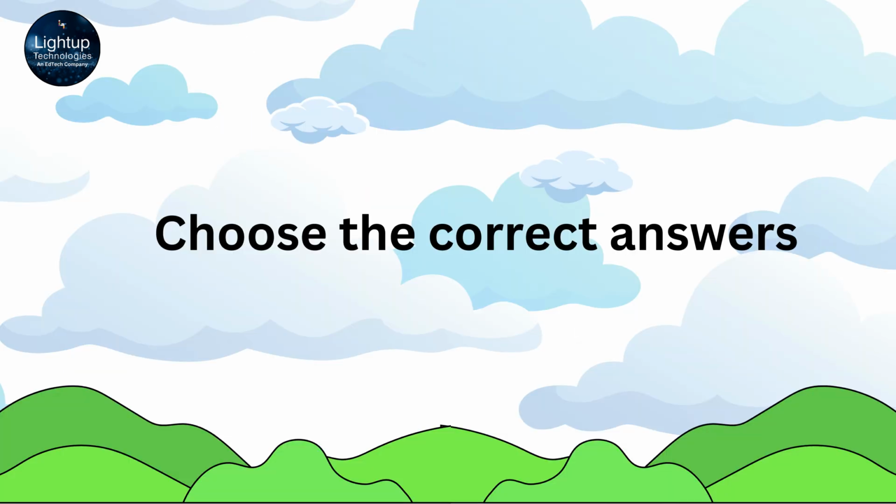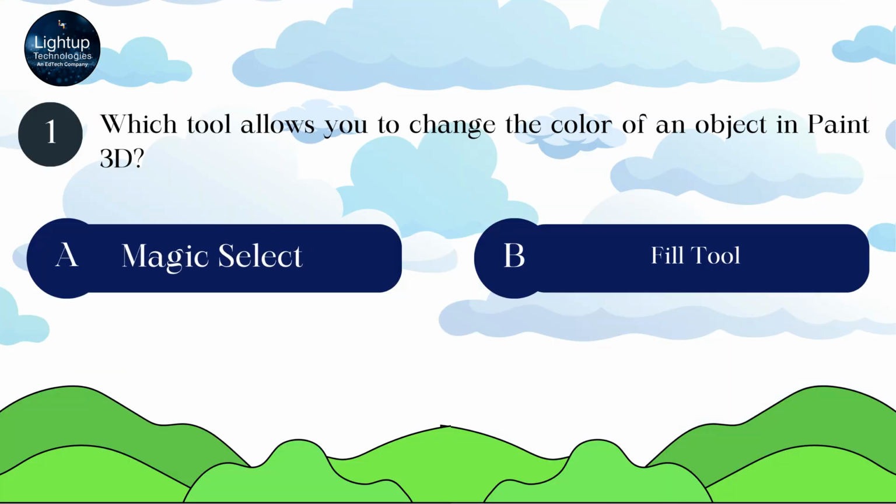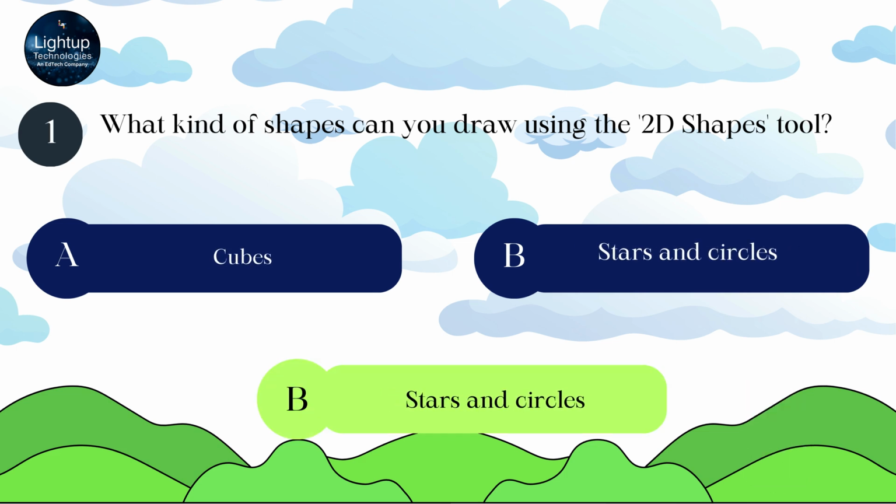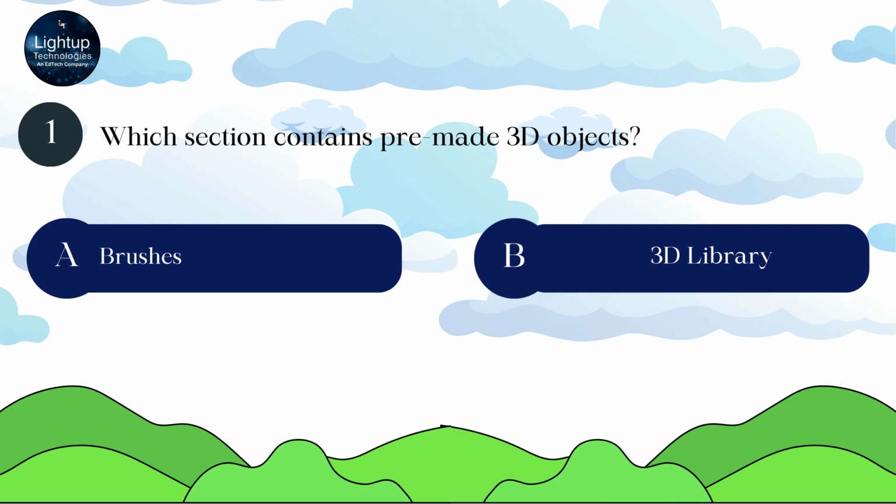Choose the correct answers. Which tool allows you to change the color of an object in Paint 3D? What kind of shapes can you draw using the 2D Shapes tool? Which section contains pre-made 3D objects?